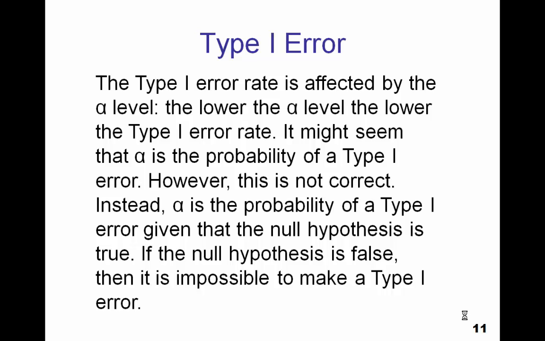The Type 1 error rate is affected by the alpha level. The lower the alpha level, the lower the Type 1 error rate. It might seem that alpha is the probability of a Type 1 error. However, this is not correct. Instead, alpha is the probability of a Type 1 error given that the null hypothesis is true. If the null hypothesis is false, then it is impossible to make a Type 1 error.